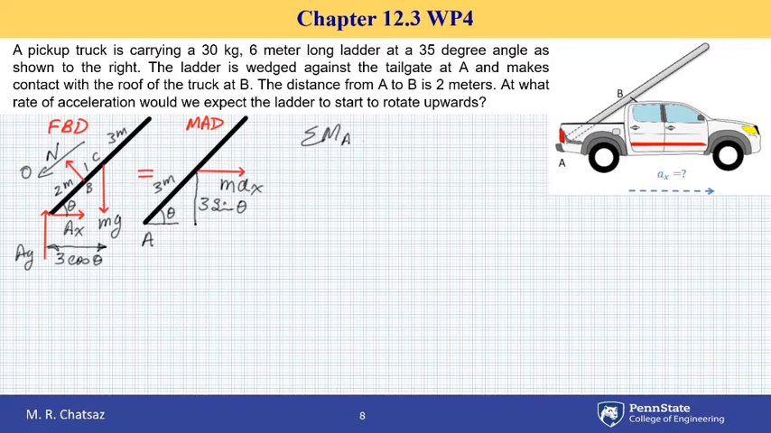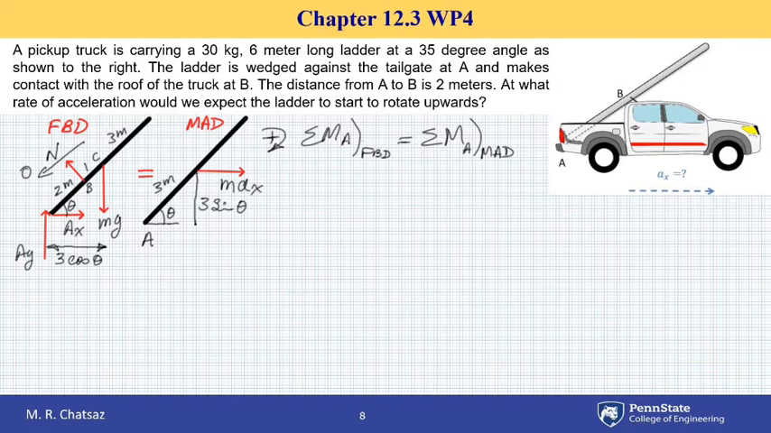So if I write this moment equation, sum of moment of all forces about point A on the free body diagram must be equal to sum of moment of all vectors about the same point on the mass acceleration diagram. And I choose clockwise to be positive. Typically, we choose counterclockwise to be positive in accordance with the right hand rule, but here I wish to make this choice to have a positive sign on the right side of the equation.